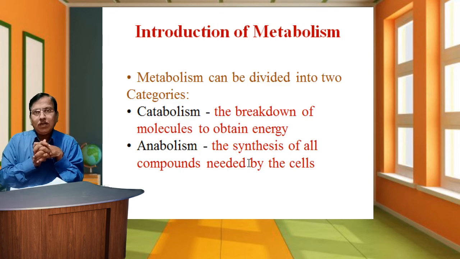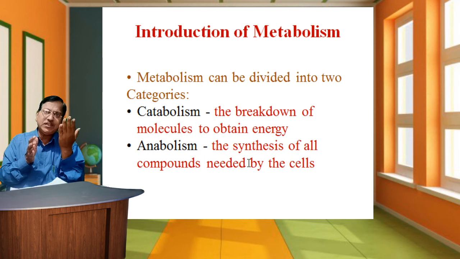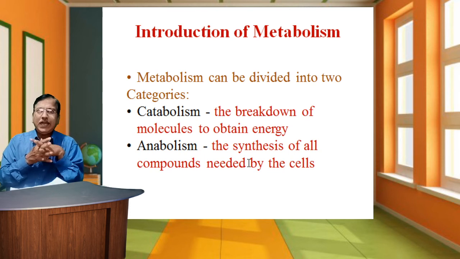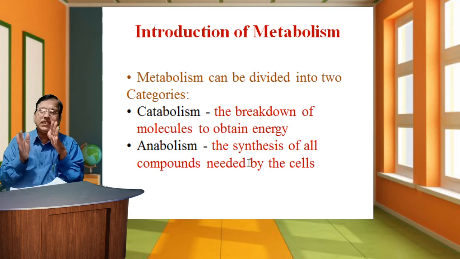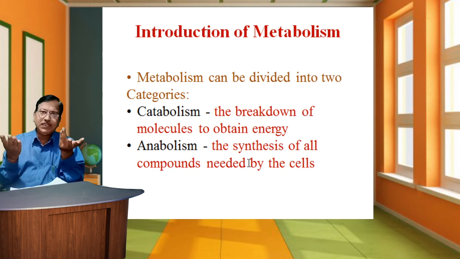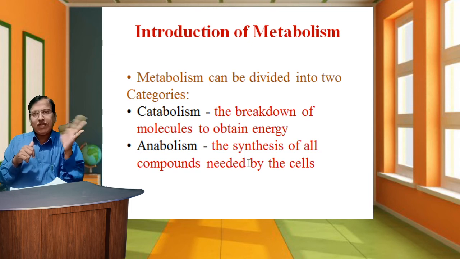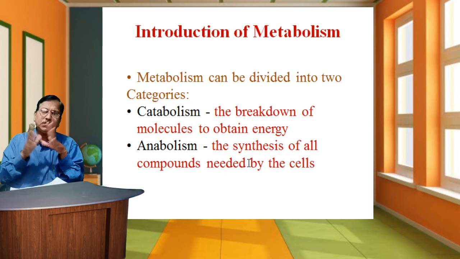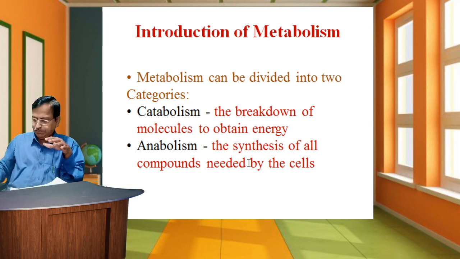Metabolism can be divided into two categories. We already discussed the first in the previous slide, that is catabolism. In catabolism, molecules are broken down to obtain energy. Second is anabolism. In anabolism, all components needed by the cell are synthesized. In the anabolism process, the required energy is synthesized, and in the catabolism process, the stored energy is utilized for any kind of work. This process is called catabolism.